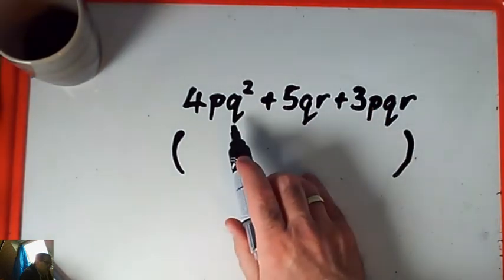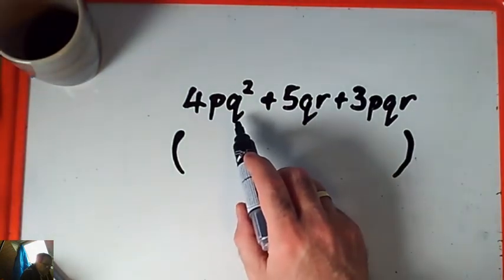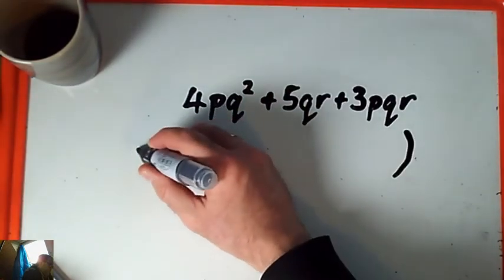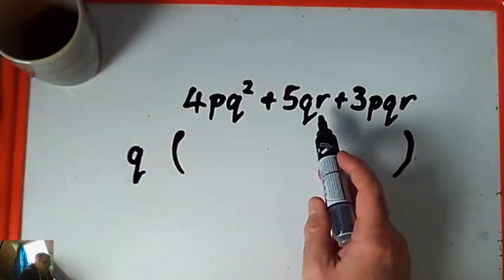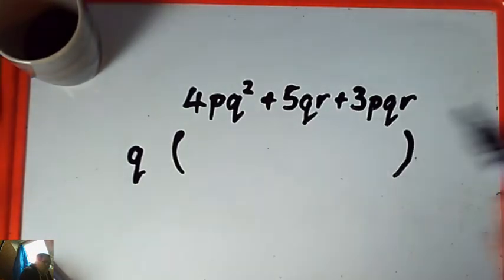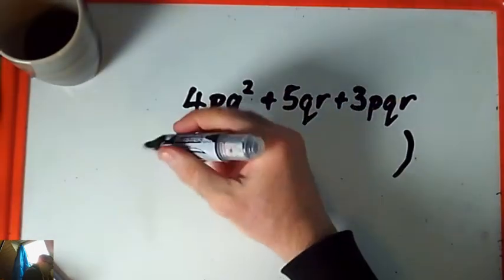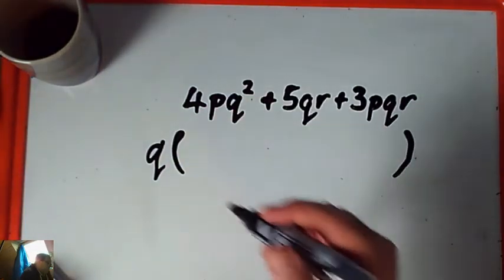But this one's got a q in, this one's got a q in, and this one's actually got q times q in, q squared. So they can all be divided by q. We can take a q out. And then let's look for r's. There's an r there and there, but no r in the first one. So in fact this one isn't as exciting as I thought, because the common factor is just q. They can all be divided by q.